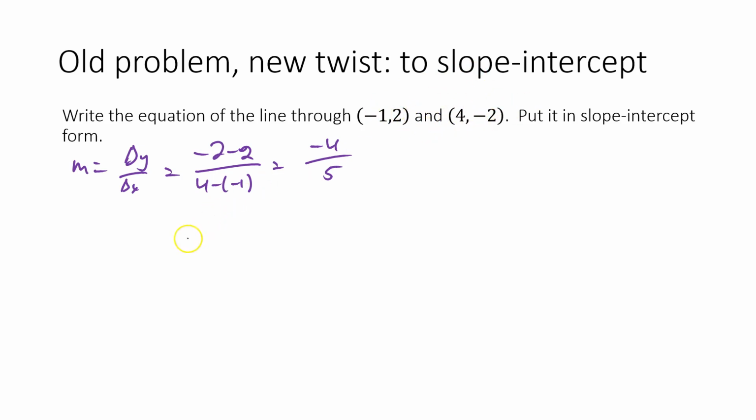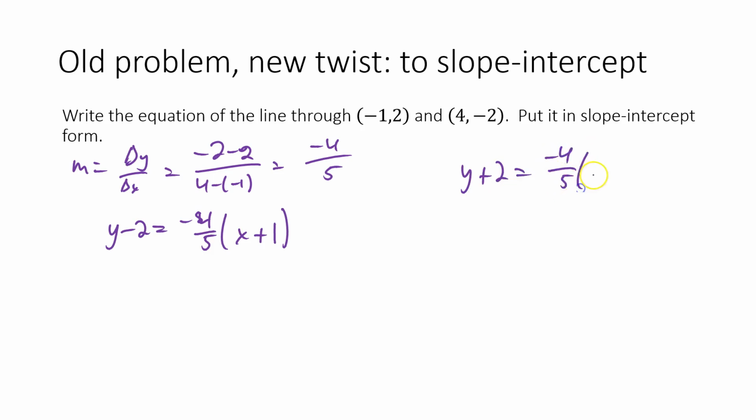So this is where I said, I'll do one way, and why don't you do the other? We'll see if we get the same thing. I'm going to use -1, 2. So I have y minus 2 equals -4/5 times x plus 1. Okay, so I use this one. Why don't you use y plus 2 equals -4/5 times x minus 4. And why don't you solve this one out over here? I'll solve this one out over here. We'll see if we get the same thing. So I'm going to distribute in that -4/5. So I have y minus 2 equals -4/5 x minus 4/5.